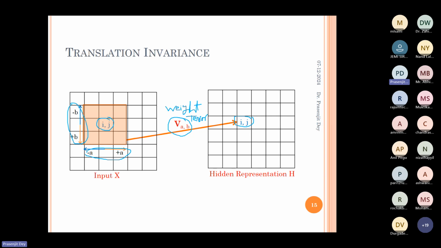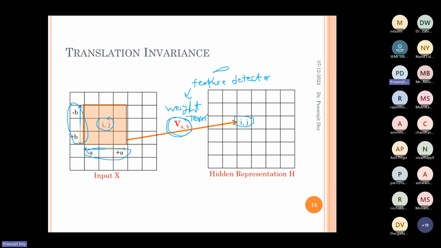That is the first property of convolutional neural network. Suppose I want to find the beak of a bird, I will be able to find it whatever its position. This weight tensor is actually the feature detector. In a convolutional neural network, the weight vector or weight tensor are the feature detectors.